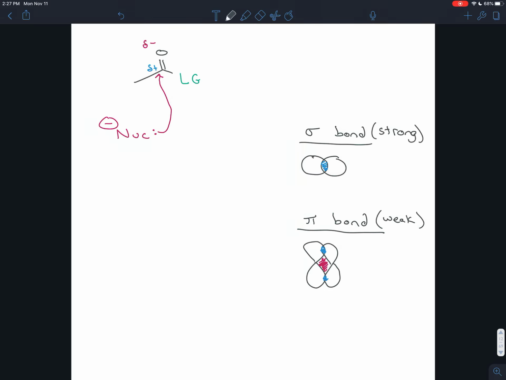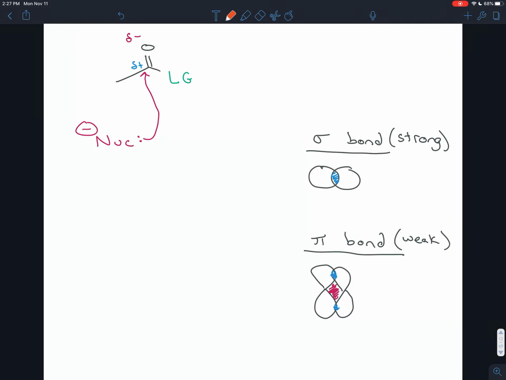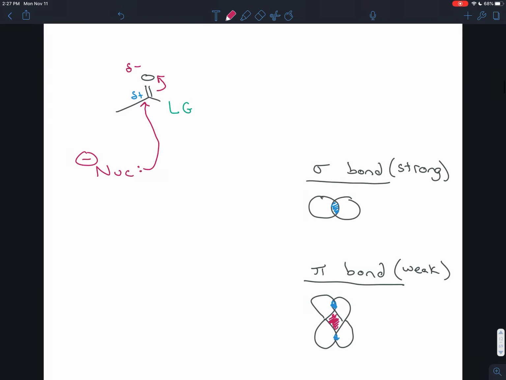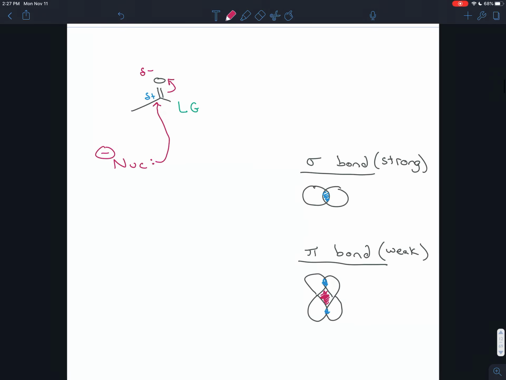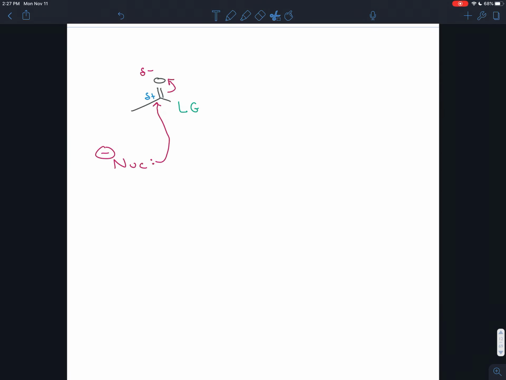The first bond you ever form is a sigma bond. Every bond after that is a pi bond, and so we have a pi bond here going in the carbonyl, going to the oxygen. Well, since that's the weakest bond, when the nucleophile attacks, it is this bond that breaks. And that's where this nucleophilic acyl substitution is a little bit different from the regular substitution you saw in Organic Chemistry 1.